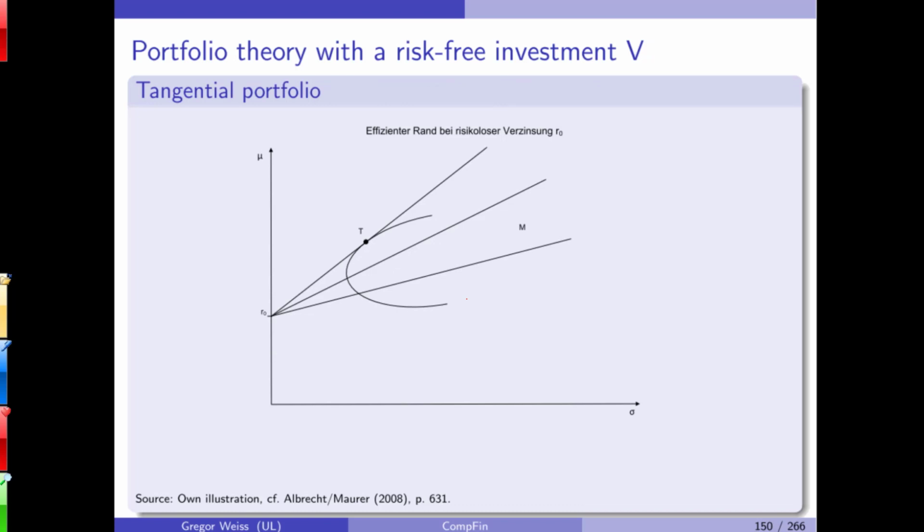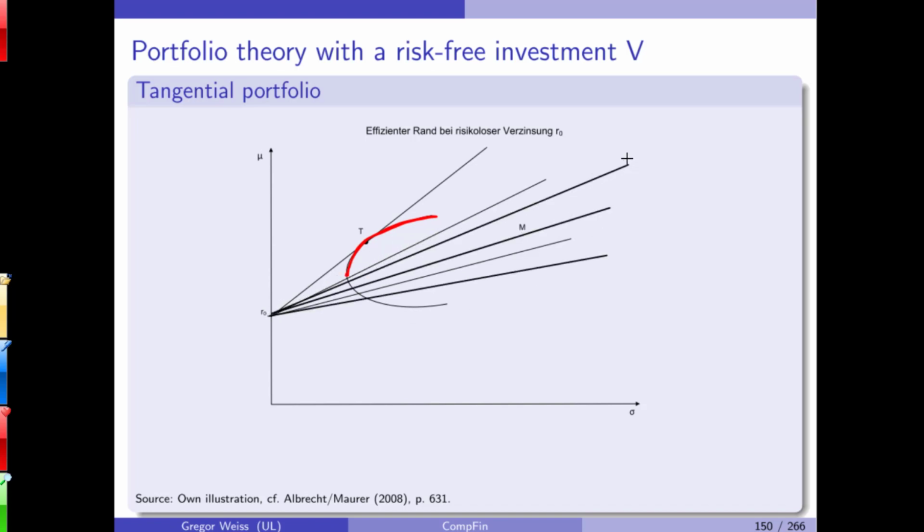And what happens now? We have our efficient frontier. We know that if this is the minimum variance portfolio, this is the efficient frontier. We'll have the market portfolio, and what we can do now is choose any portfolio, not just the market portfolio, but any portfolio that is possible, might be efficient, might not be efficient, and combine it with the risk-free investment. We will get different lines like this.